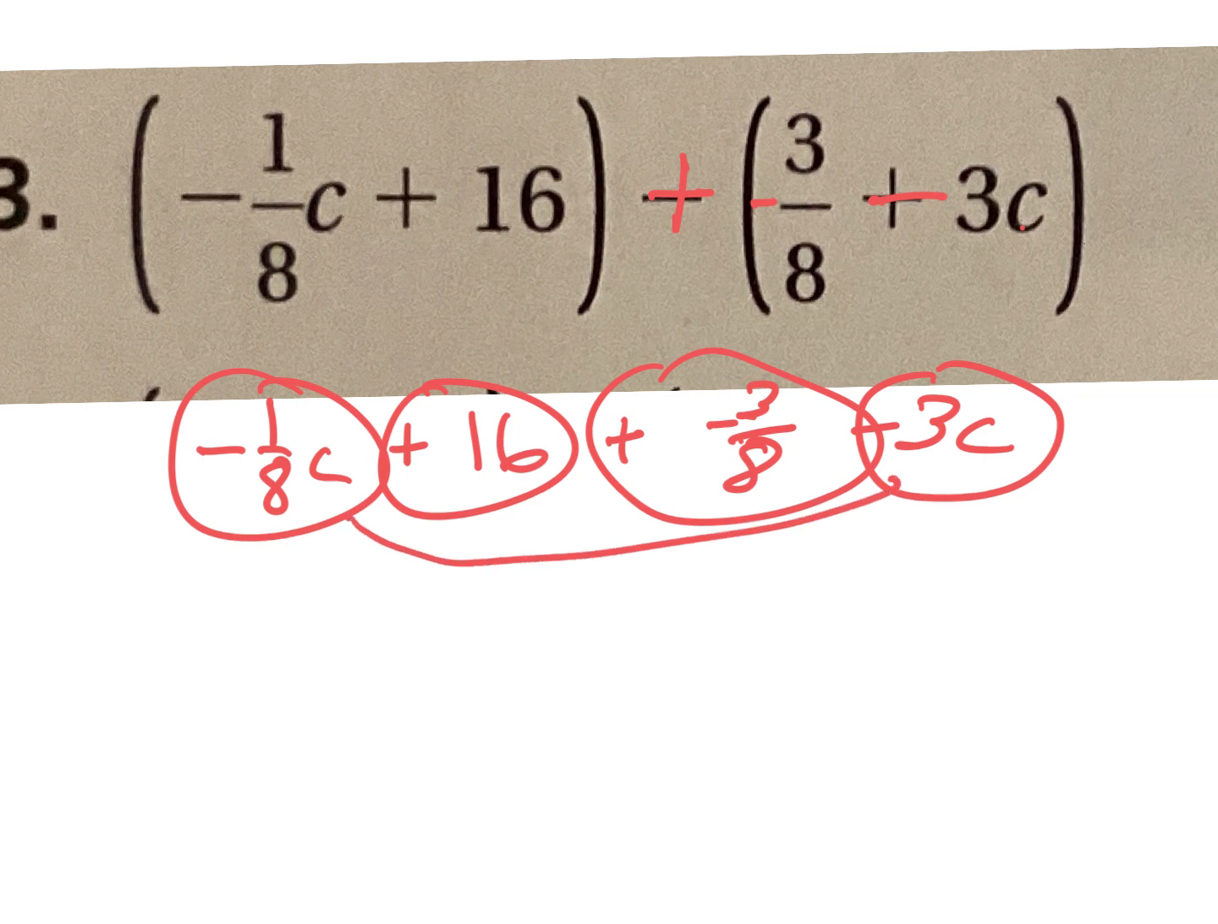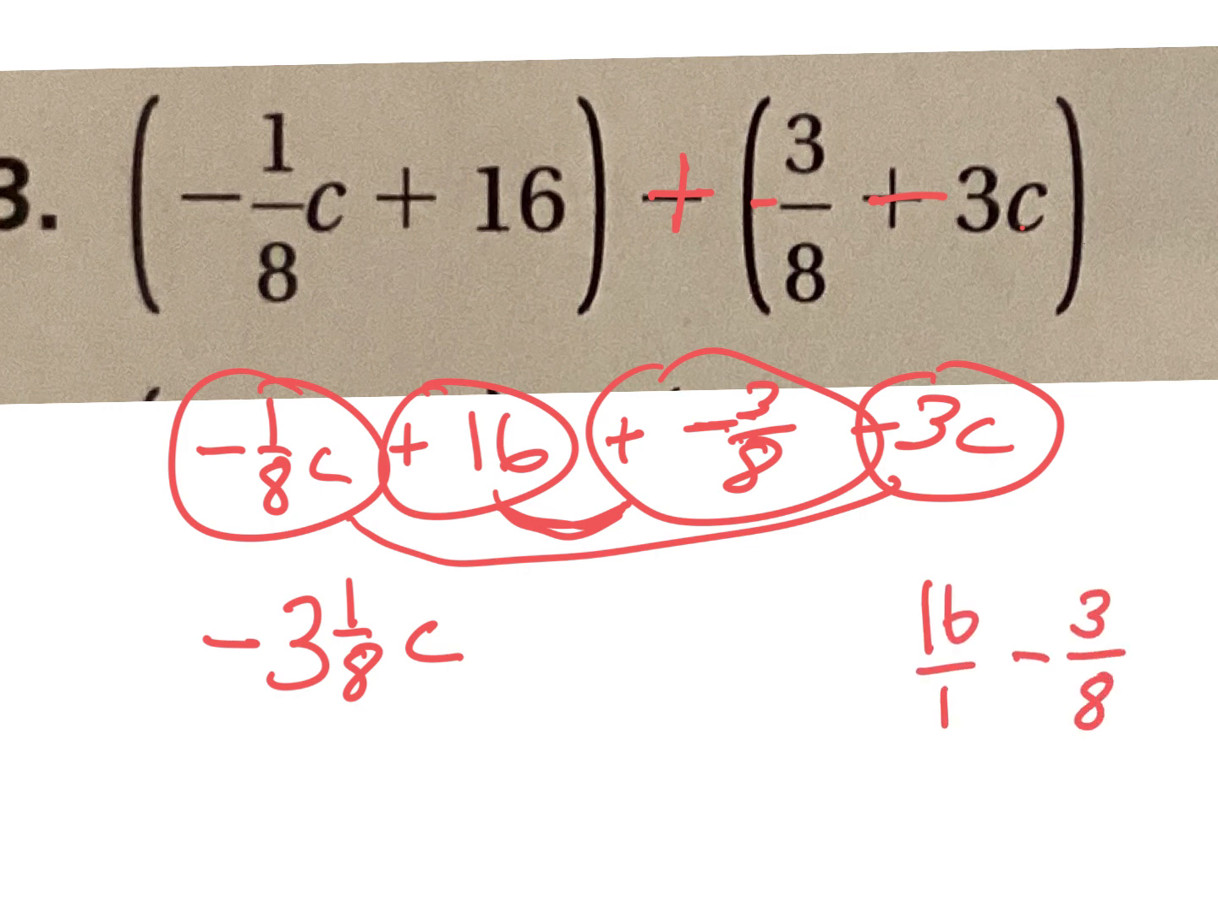So I'm going to add a negative 1/8 c plus a negative 3c. It's going to give me a negative 3 and 1/8 c. And then I'm going to put these two together, my plus 16 and my negative 3/8. Okay. So now I have to find the difference. So 16 over 1 minus 3 over 8.